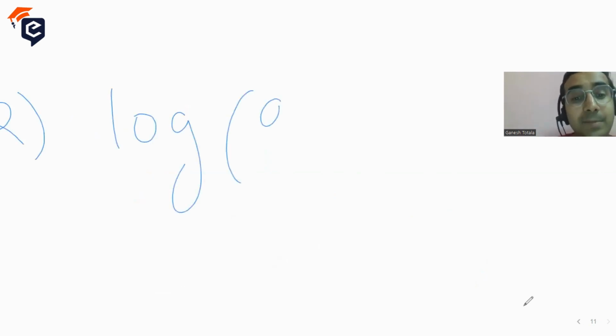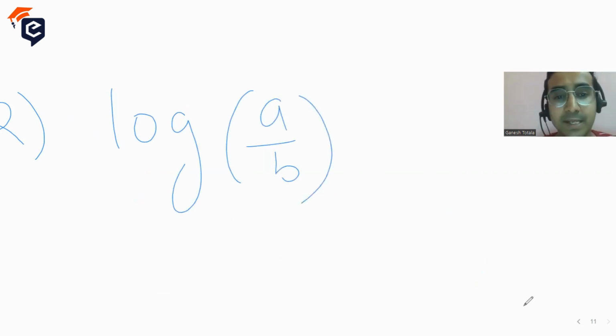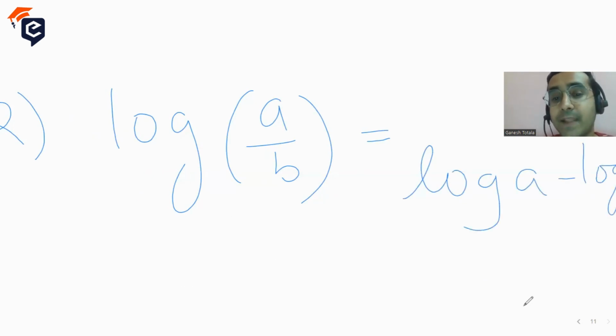Moving on to the next law, that is called the division law or the subtraction law. Why division law and subtraction law? I'll tell you when we see the law. Suppose I have log of A by B. Like if it's a fraction, A by B, this log of a by b, I can write as log of a minus log of b. That means the logarithm of a fraction is always equal to the subtraction of the logarithm of the denominator from the logarithm of the numerator. It is a very important law.